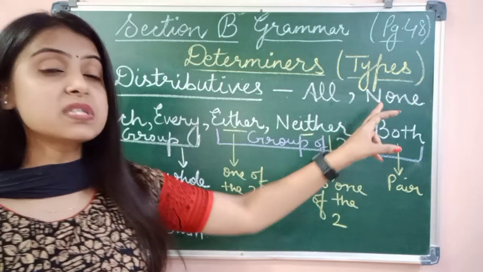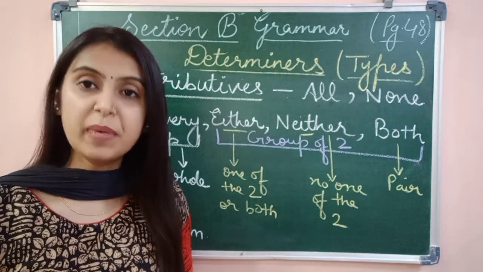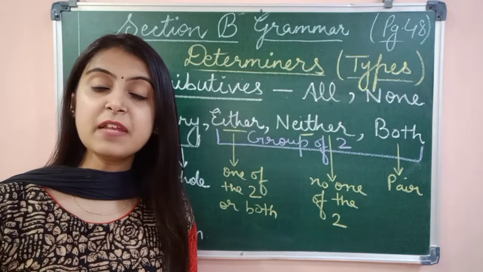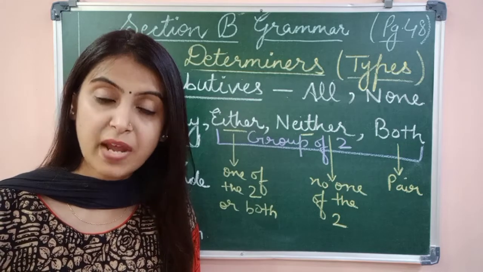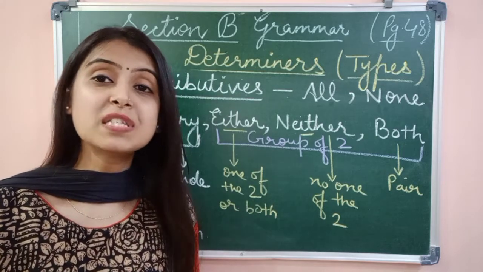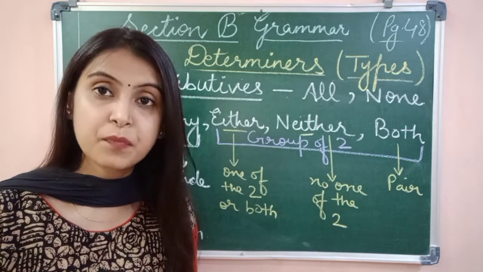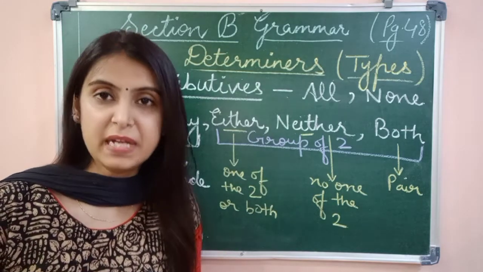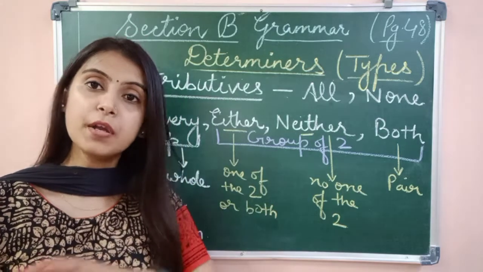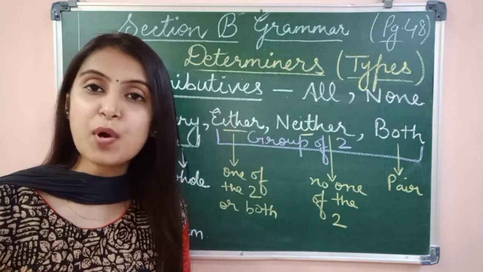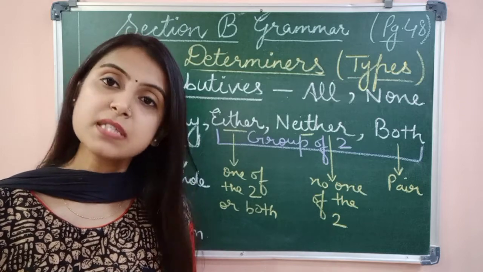None is used to refer to nobody, right? For example, if I say none of the children has done well, or none of you speak to me politely. So it means nobody. I am talking about no one out of the group being responsible for doing this work.